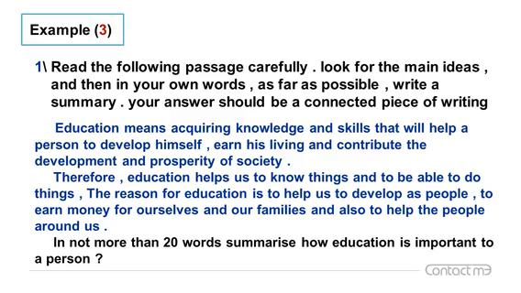Look at the questions. In not more than 20 words, summarize how education is important to a person. What is the importance of education? If you look at this passage, it has 2 paragraphs. Paragraph number 2, which starts with therefore, is a repetition of paragraph number 1. Remember that we avoid repetition when we are writing a summary.